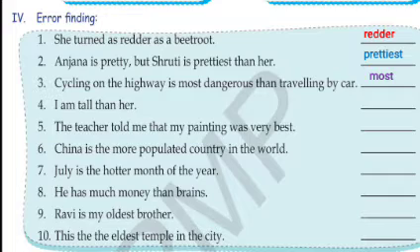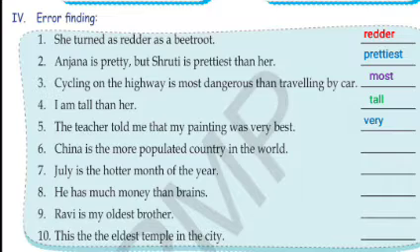Now next, I am tall than her. Again this than shows that comparison is going on. So it should be taller. So what is wrong? Tall. Now next, number 5, the teacher told me that my painting was very best. Now see, this is showing that superlative degree has been used, but you must know that before superlative degree there should be the. So very is wrong here.